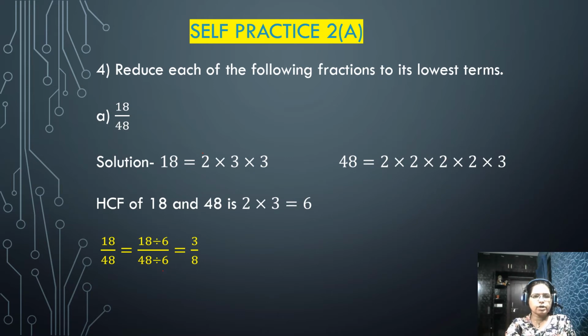So when we reduce a fraction to its lowest form, first we have to find the HCF, the highest common factor, and after getting it we have to divide the numerator and denominator by the highest common factor. The fraction that we get after dividing is the simplest, that is, the lowest form of that fraction.